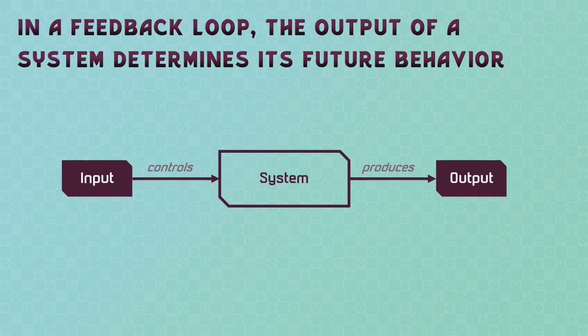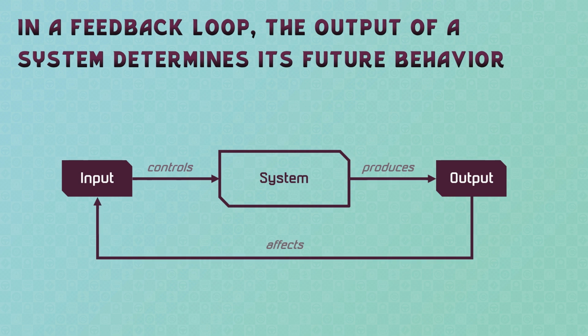Now, the interesting thing about a feedback loop is that this output then affects the input again. And since the output is produced based on the input of a system, the output by proxy affects itself. The input and the output form a closed loop here, with each part affecting the other part of the loop.